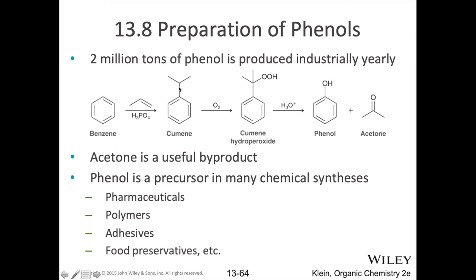If you remember back in chapter 11, we talked about radicals. If you have cumene, that benzylic position is very prone to oxidation due to the stability of that benzylic position, or the radicals that you form in that benzylic position. And so if we make the corresponding hydroperoxide, it's possible then to pretty easily convert that into the corresponding phenol. Okay.